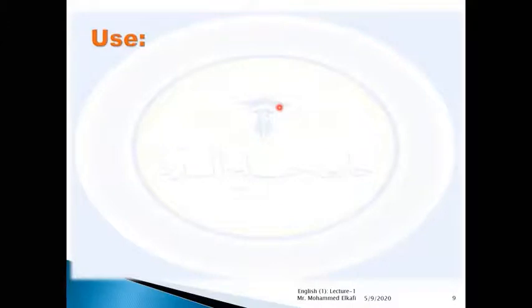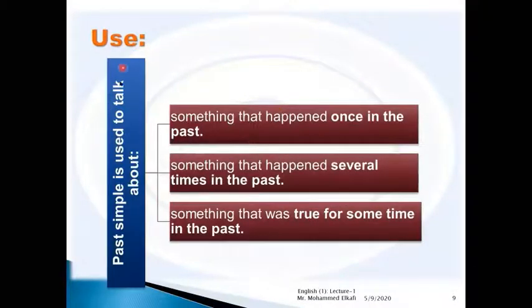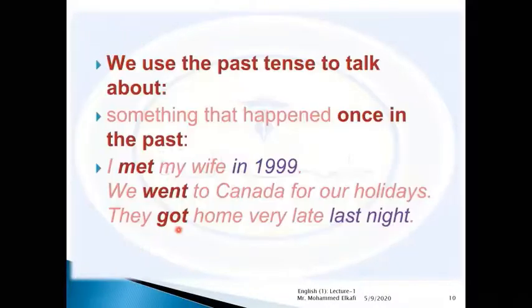The usage. The past simple is used to talk about something that happened once in the past, so something that happened only one time. Also for something that happened several times in the past, and also for something that was true for some time in the past. Let's study the usage in detail.